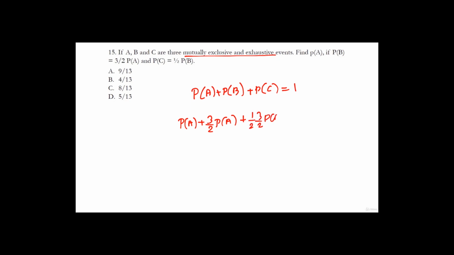If A, B and C are 3 mutually exclusive and exhaustive events, find P of A, if P of B is 3 by 2 P of A and P of C is 1 by 2 P of B. This question we have already seen, but I'll again write. So we know that P of A plus P of B plus P of C is 1, since it is mutually exclusive and exhaustive. So P of A plus 3 by 2 P of A plus half of 3 by 2 P of A is equal to 1. So by solving this, we'll get P of A is equal to 4 by 13. So option B is the right answer.